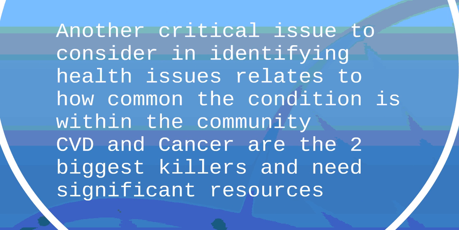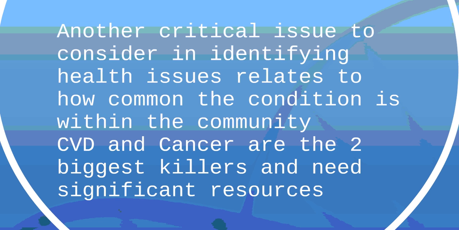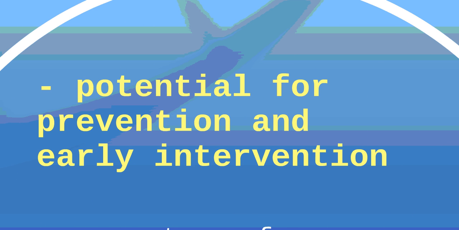The next dash point is prevalence of the condition. Another critical issue to consider in identifying health issues relates to how common the condition is. Some key terms here are mortality and morbidity. And when it comes to those 2 terms, cardiovascular disease and cancer are the 2 biggest killers and need significant resources. The next dash point, potential for prevention and early intervention.